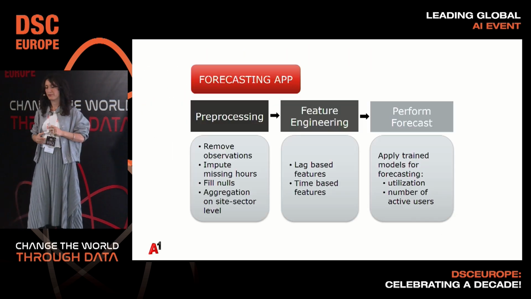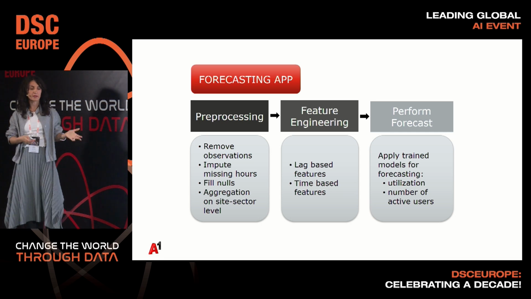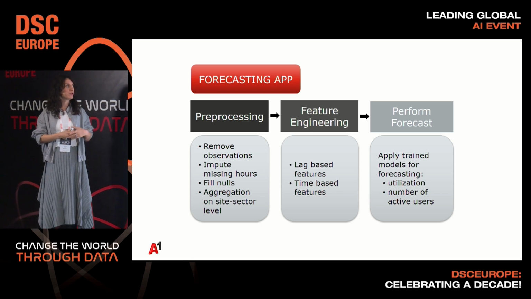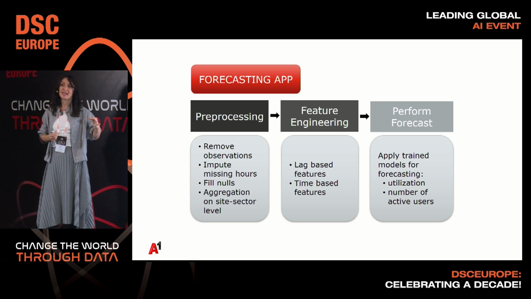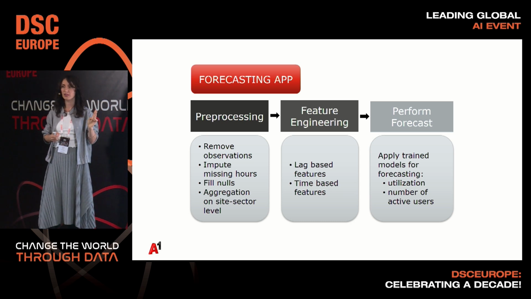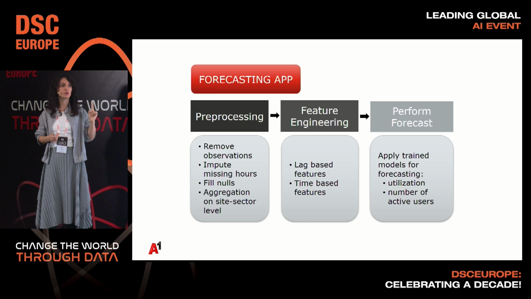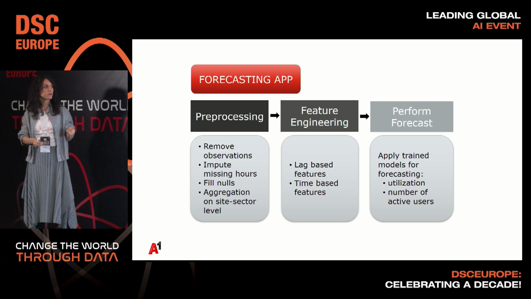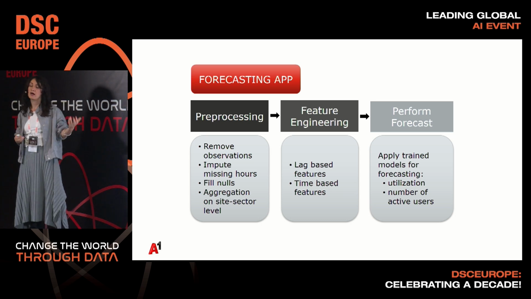What about the forecast app? The forecast app runs weekly in order to perform forecasts for the following week by using, of course, pre-trained models. So this forecasting app, for each site sector within the network and for each hour in the following week, predicts 2 values. One value corresponds to the utilization of all available capacities considering the analyzed site sector, and the other is for forecasting the expected number of users within the analyzed coverage area.